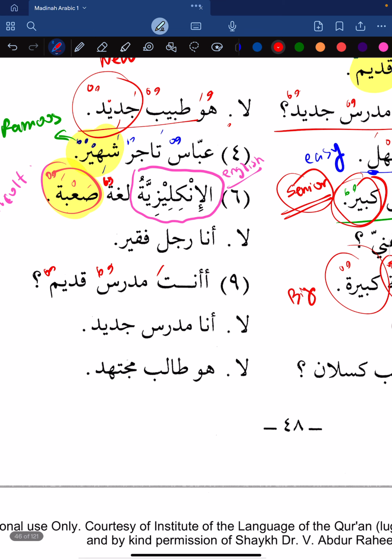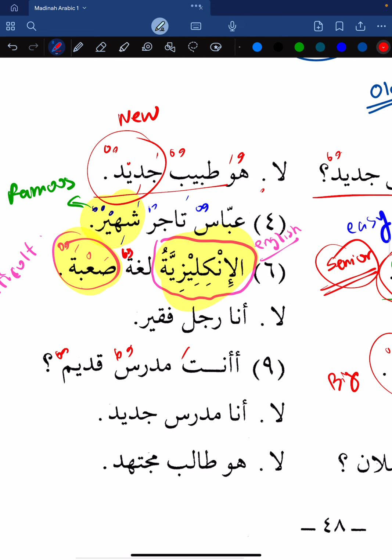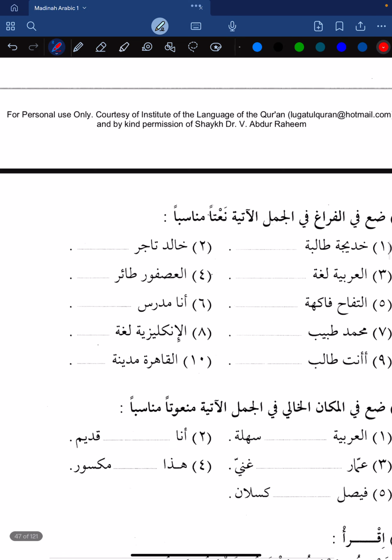Okay, so here was the worst word of today. It was the hardest, I think. Inkiliziyatun. The funniest thing is, I think this is the second or third time I ever encountered this word, because even I had a hard time pronouncing it. But there are even worse words, trust me, guys. But that's that. Tamreen.